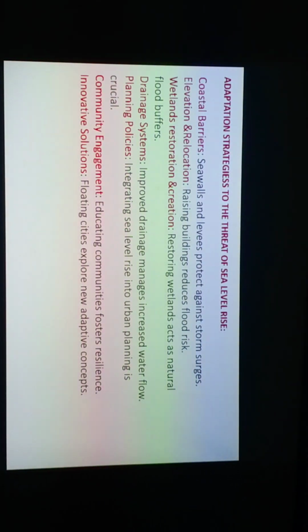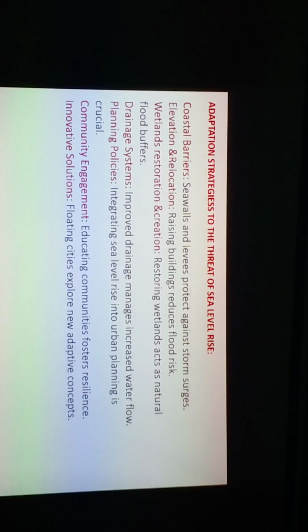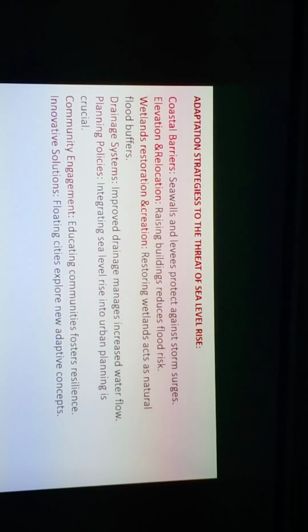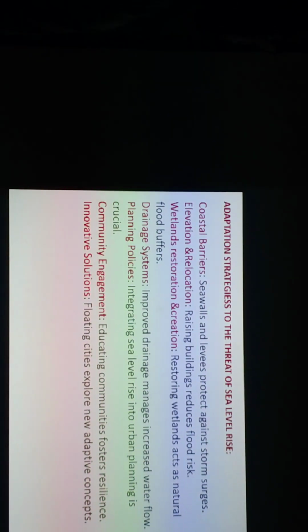Next, what are the adaptation strategies to the threat of sea level rise? First, there are barriers like building sea walls, which protect us from storm surges, elevating buildings, and relocating the areas that are presently near the coast. As wetlands act as a natural buffer to flooding, we can restore the wetlands, and a proper drainage system increases the water flow. The planning that is made and implemented in urban areas should also include sea level rise, and communities should be educated about how the sea level is rising, and innovative solutions like floating cities exploring water.